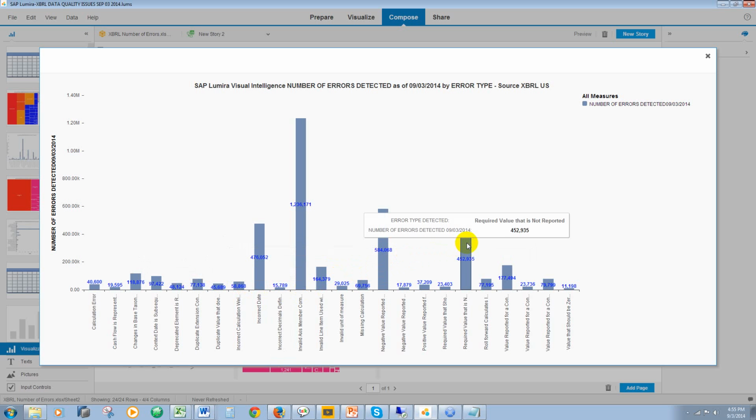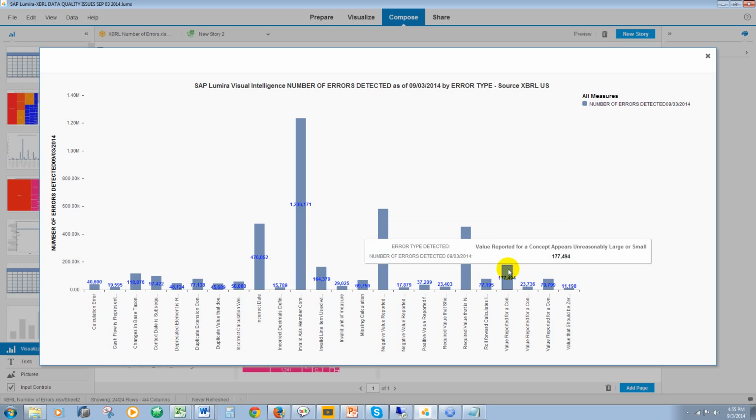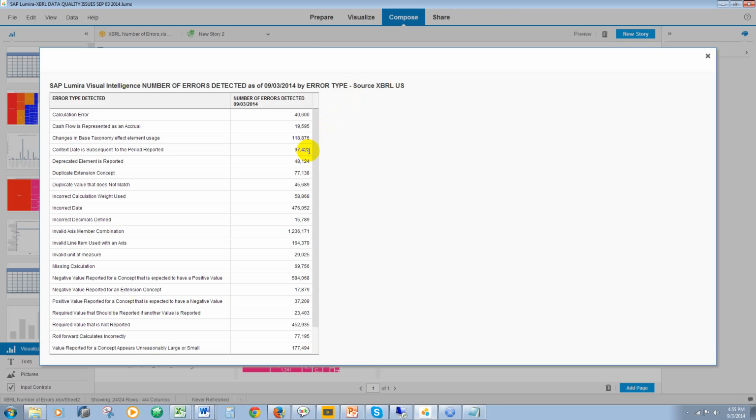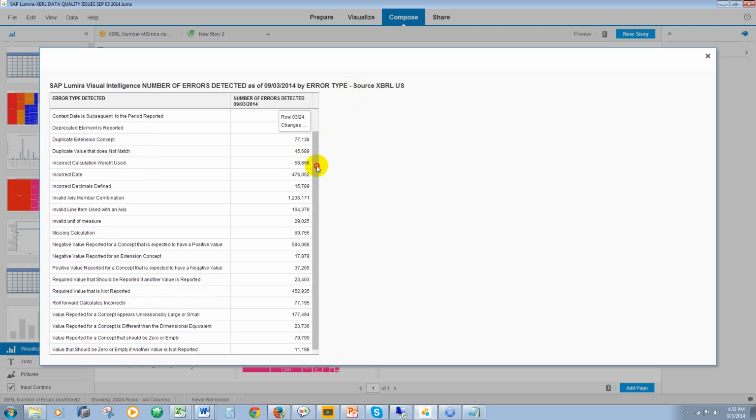And so these are some of the major errors we see over here. Required value that is not reported, we have gone through this before, and this is also affecting the accuracy. Value reported for a concept appears unreasonably large or small, that's 177,494. So these are the few errors, and the same type of information is being presented in the form of an Excel spreadsheet. So we see all the errors over here.